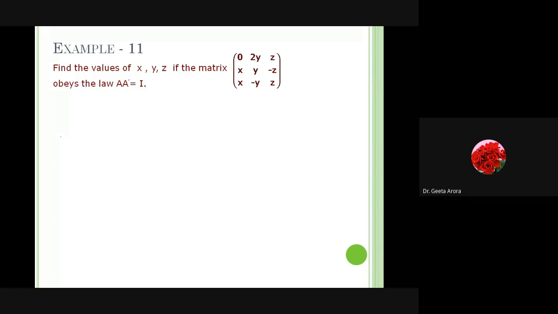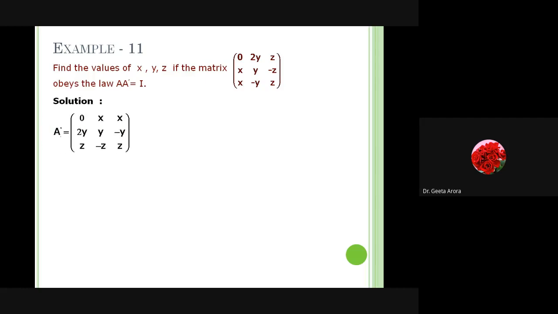Here we have to find out the values of x, y, z if the matrix obeys the law A into A transpose is identity. So again, it is a property or a law you have to learn. Here we have to show that if A into A transpose is identity, then how we can find out x, y, and z. We have to find the values of x, y, and z. So how are we going to do this?